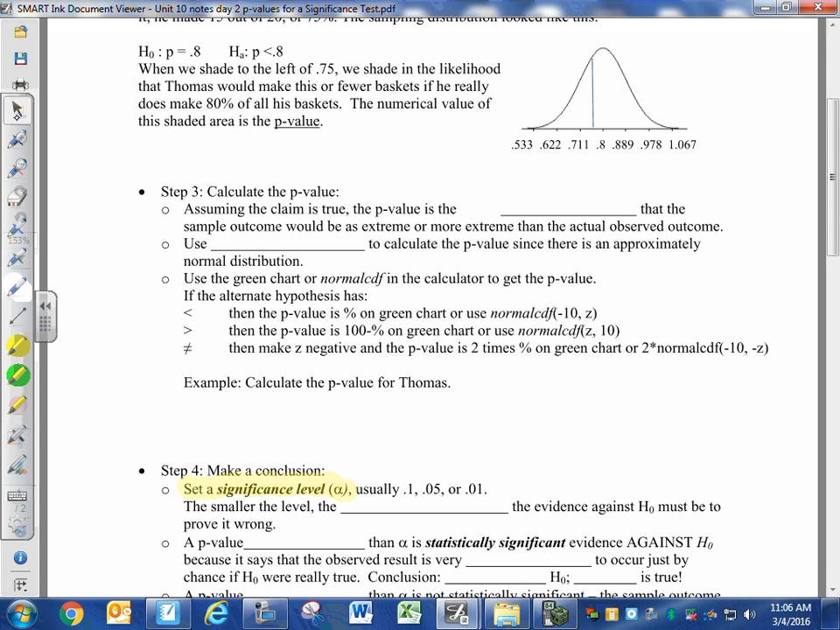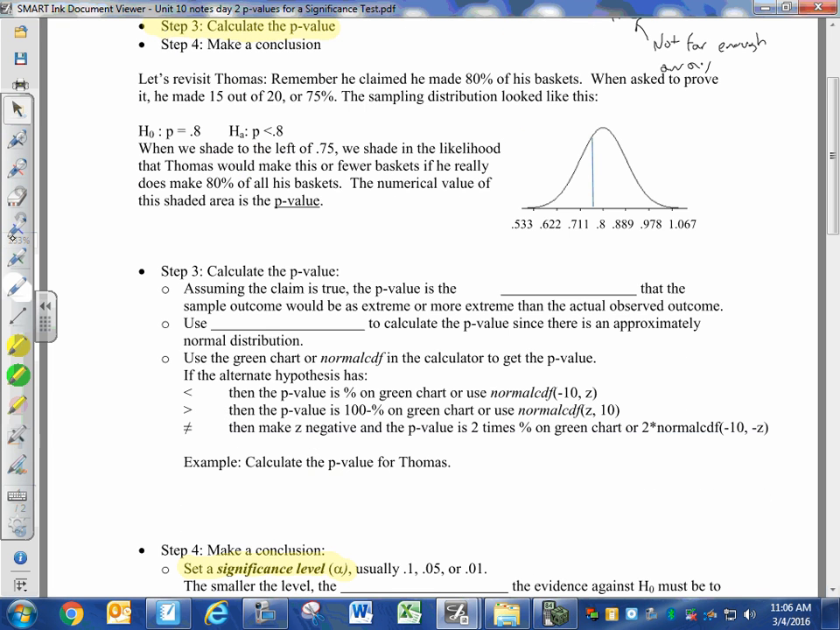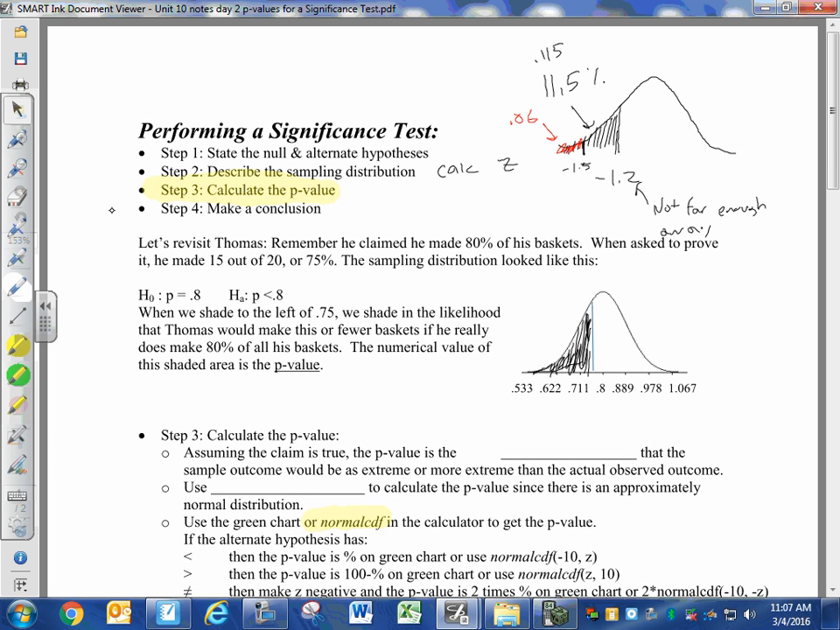Okay? Now, how do we calculate the p-value? Well, remember from previous classes, if I want to find an area under a normal curve from a z-value to the bottom, I would use normal CDF. Everybody, get your calculators out. And let's find this 11.5% and this 6% using our calculators.